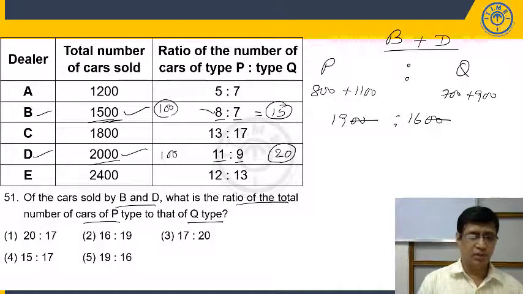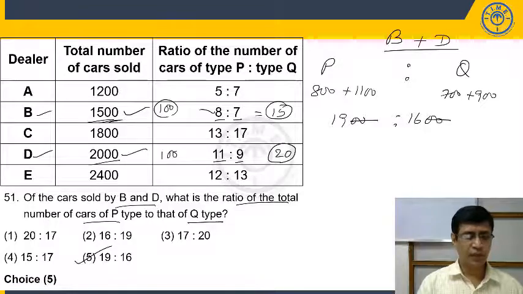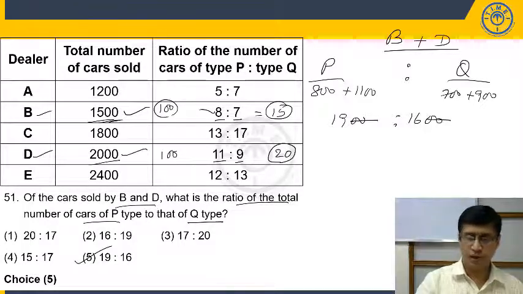Please be careful. Here two options are very close: 16 is to 19 and 19 is to 16. Our answer is option number 5, that is 19 is to 16. So what do we find? The number of cars of type P to type Q, considering just dealers B and D. So the ratio here is 19 is to 16.